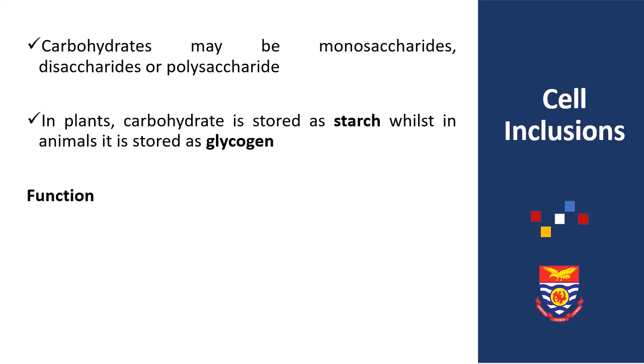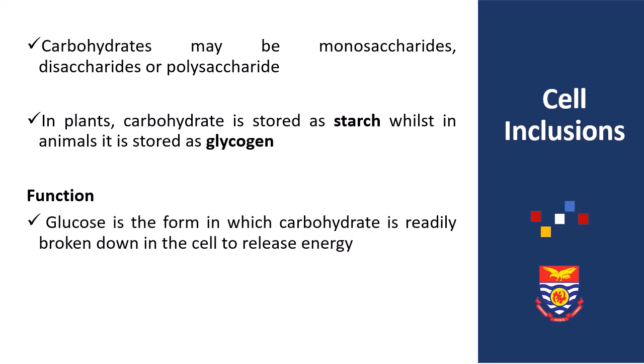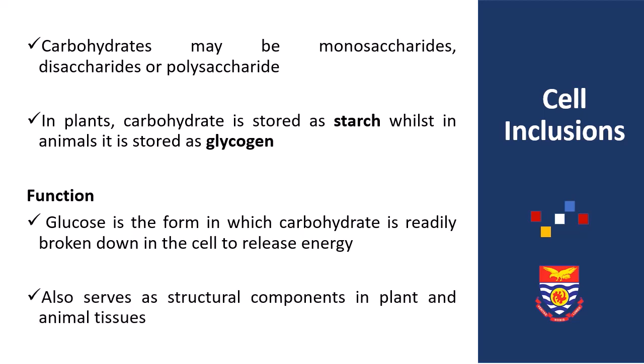Well, let's look at the function of carbohydrates as an organic compound. So glucose is the form in which carbohydrate is readily broken down in the cell to release energy. And they also serve as structural components in plants and animal tissues. For instance, the cellulose and lignin, which are present in the cell of plants, and chitin found in the exoskeleton of insects, are all made up of carbohydrates.